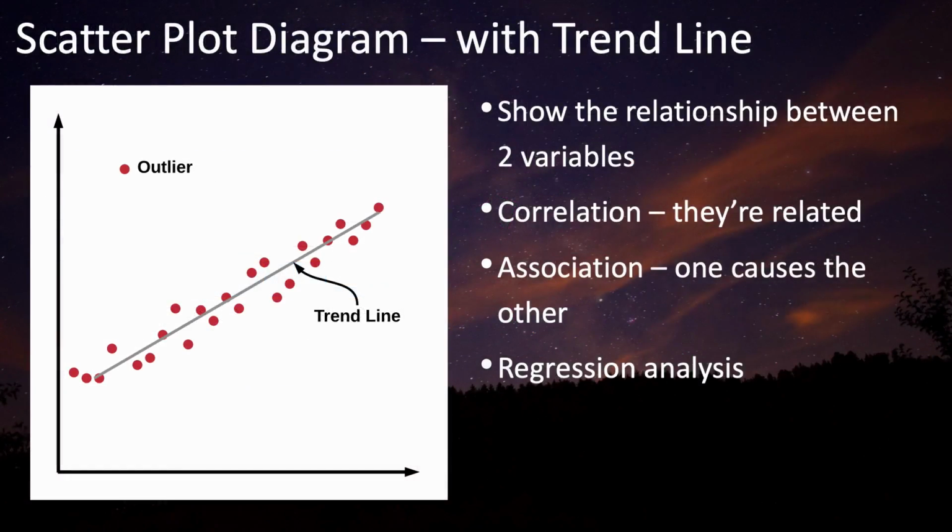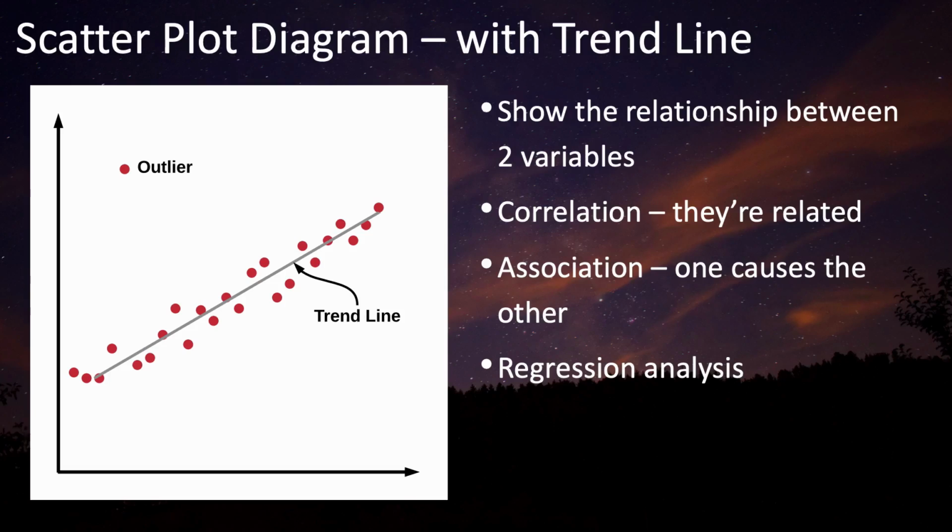Here's an example of a scatter plot diagram. It compares two variables and shows the relationship between them. For example, the horizontal axis could be time spent studying for an important exam, and the vertical axis could be the score on the exam. Each dot would represent an individual, how much time they spent, and what score they got.